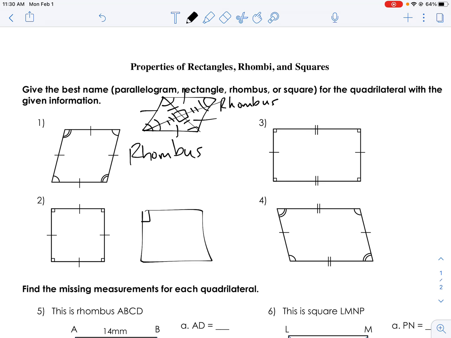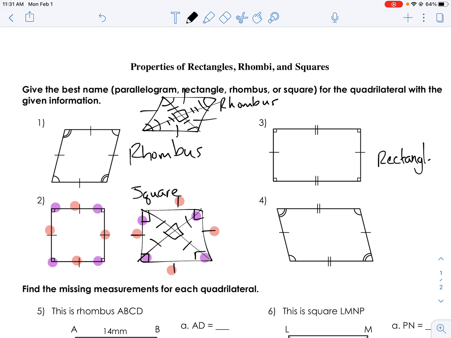This is a square. We know that our square looks like this. So key thing here, all four angles are right, and all four sides are congruent. So this is a square. Here we've got a rectangle, or if you're fancy, a rectangle, because all four angles are right and our opposites are congruent. And don't forget, your diagonals are all congruent.